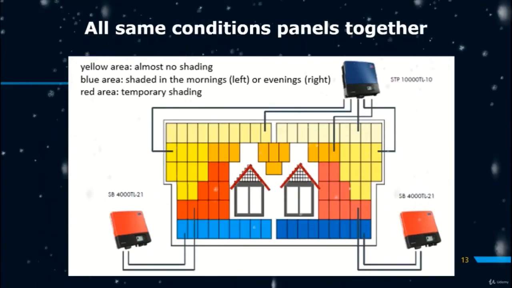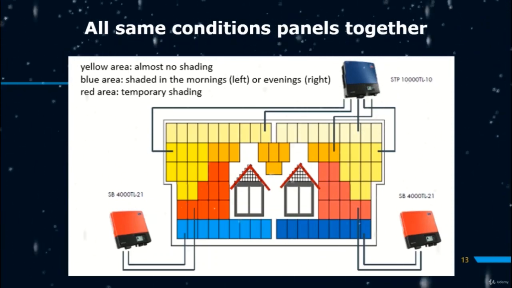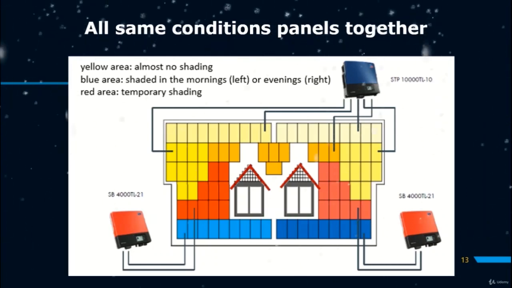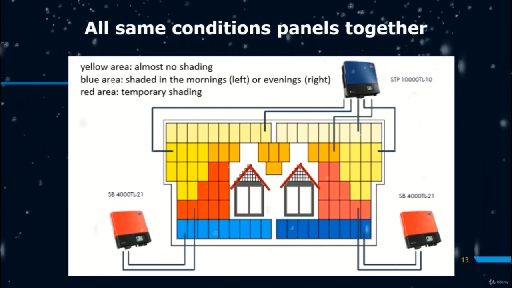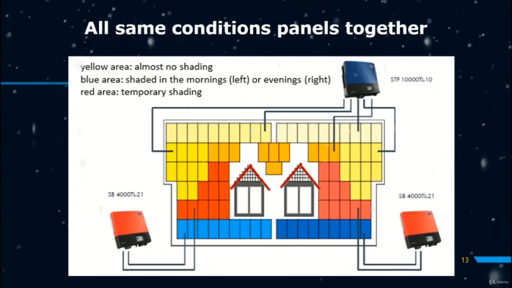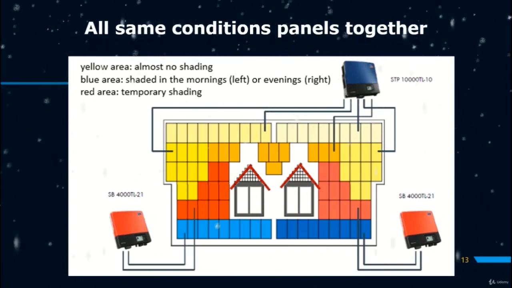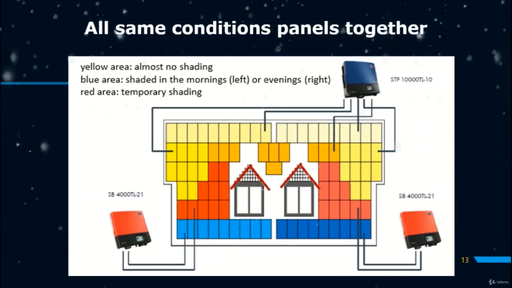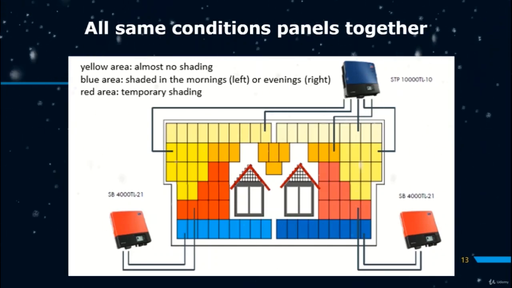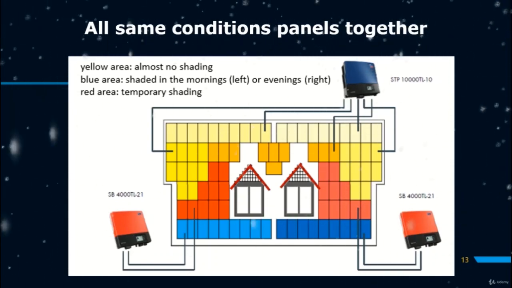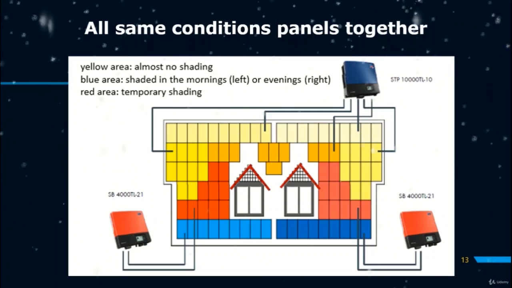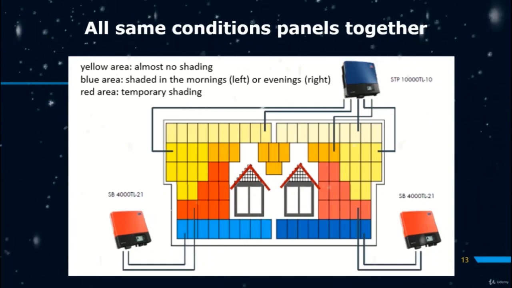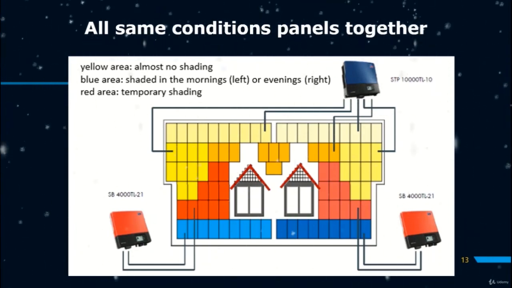All panels with the same conditions together. This is a very important point, as I said before. Yellow area, almost no shading. See, the yellow area is put together, and the blue area together, and the red area together. Why can't we put all the panels together? Because the power output from the panels without shading is different compared with the power output from the PV array with shading. So we can't put all the panels together with different conditions because the power output is different.